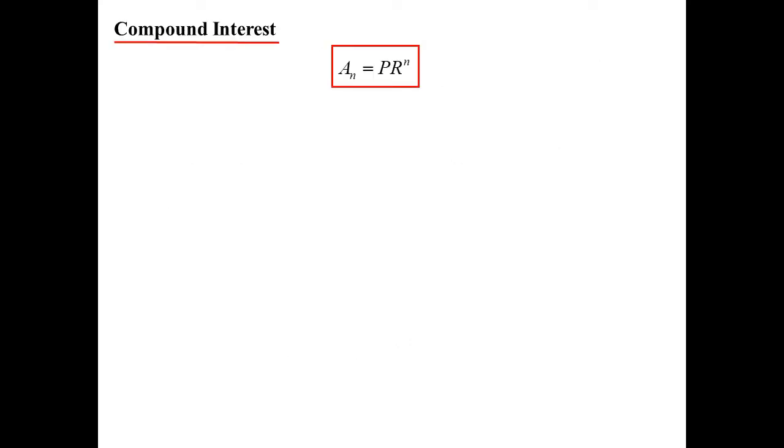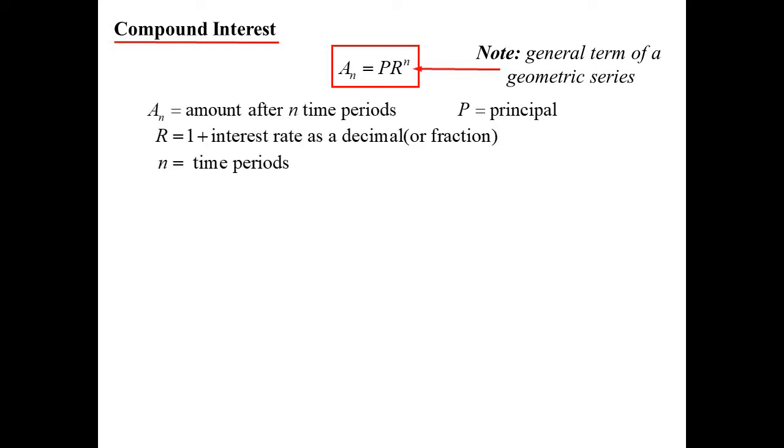In reality, of course, we have compound interest because you should be getting interest on the money that you've earned. Why is this relevant? Because have a look at it. When I write it in this format, it looks very familiar. It is, in fact, just a general term of a geometric sequence. So A_n is P R to the power of n. A_n just represents the amount after n time periods. So this formula takes into account the initial investment as well.